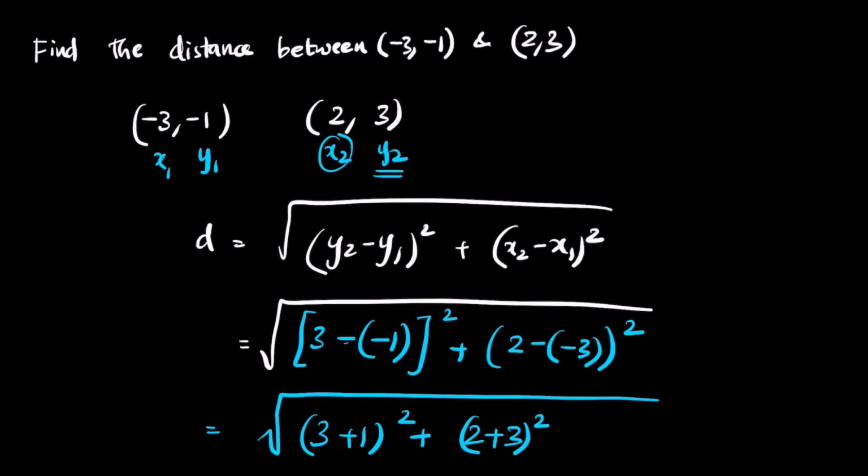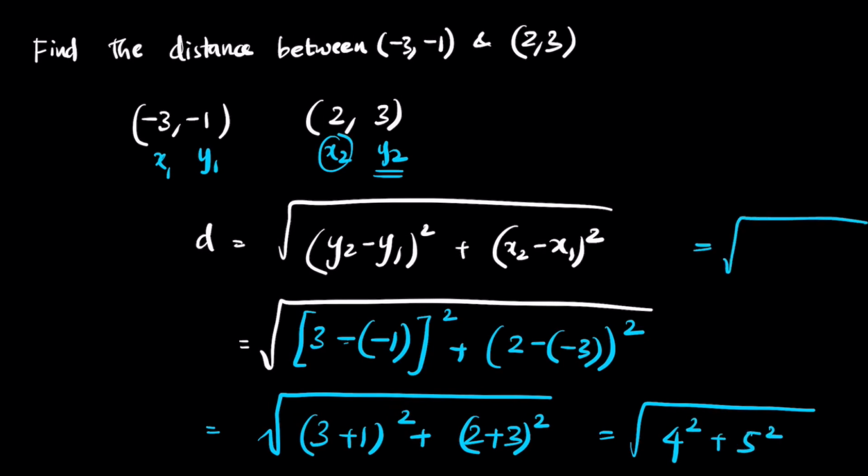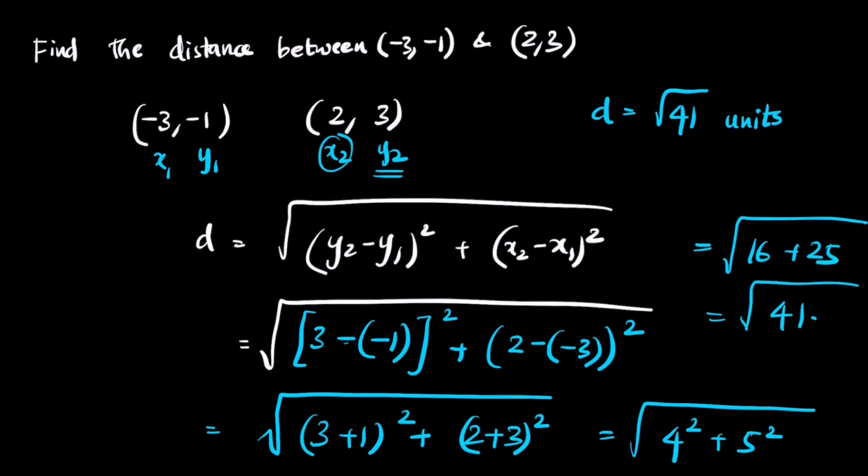Now, that becomes under root 3 plus 1 square is 4 square plus 2 plus 3 square is 5 square. So that becomes under root 16 plus 25. That becomes under root 41. So the distance here between these 2 points is root 41 units. We do not know the exact unit, so we'll just write units. So this is the value for distance.